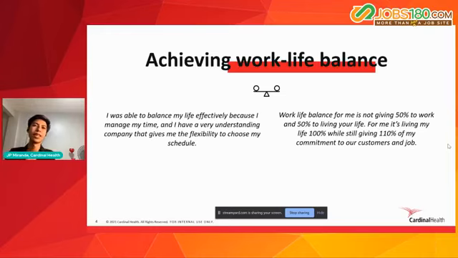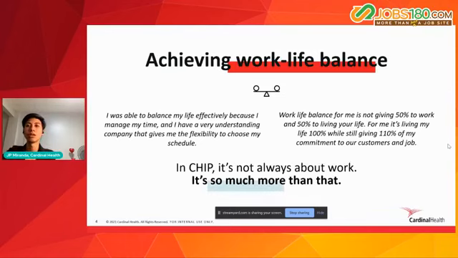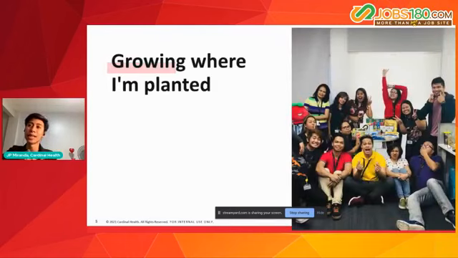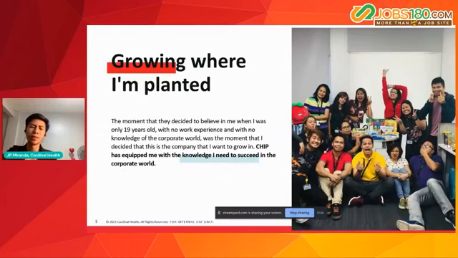And here in Cardinal Health, it's not just about work. It's actually so much more than that. And for me, it's growing where I'm planted. So for me, CHIP has equipped me with values and the discipline needed to carry out my task at work while still providing me opportunities to exercise my passion.